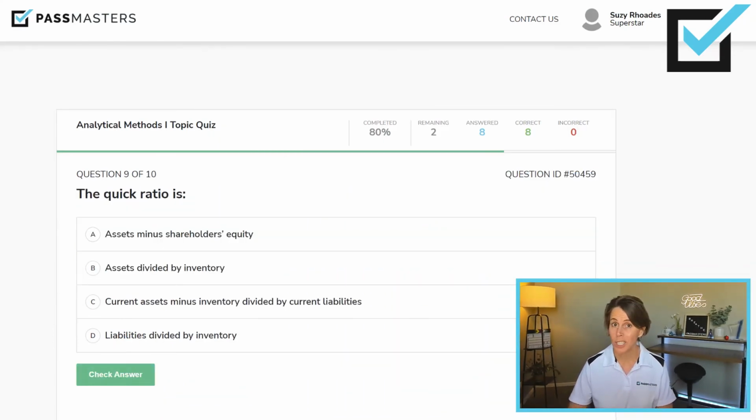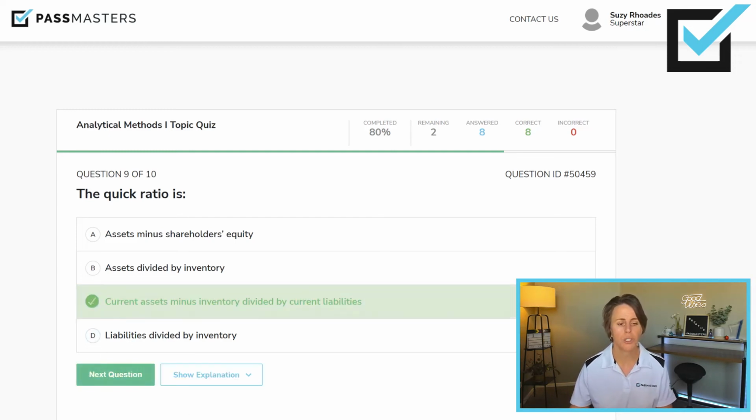The quick ratio is also called the acid test ratio. Let's look at our choices. Assets minus shareholders' equity, no. Assets divided by inventory, no. Current assets minus inventory divided by current liabilities, that is the quick ratio. The quick, also called the acid test, the most stringent measurement of a company's liquidity.